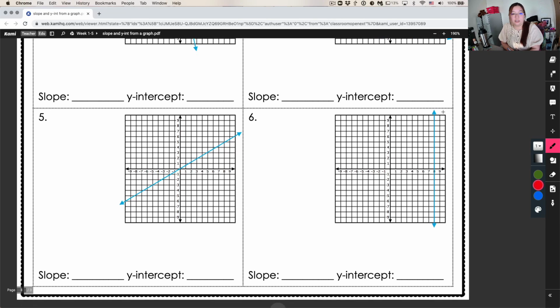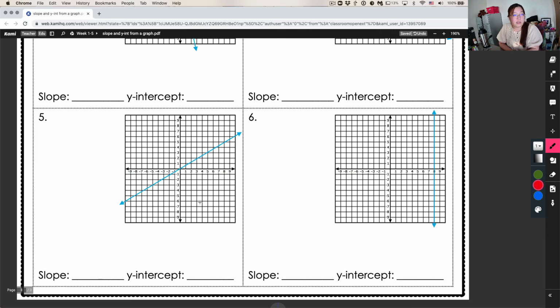Now, here we have a vertical line that's undefined. So does this cross the y-axis? The y-axis is over here. Right? So this is one where you would say, NA, this is not available, does not have a y-intercept. So that's a bit of a trick question.